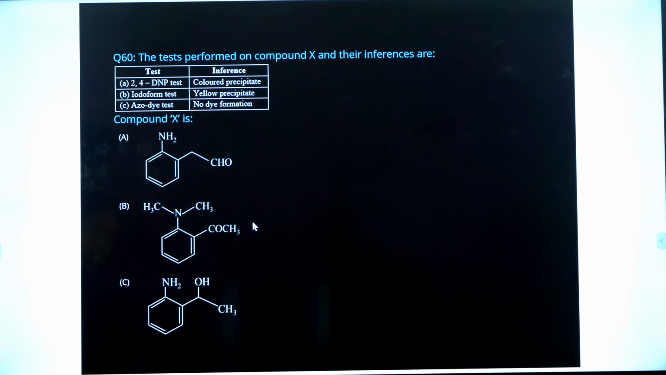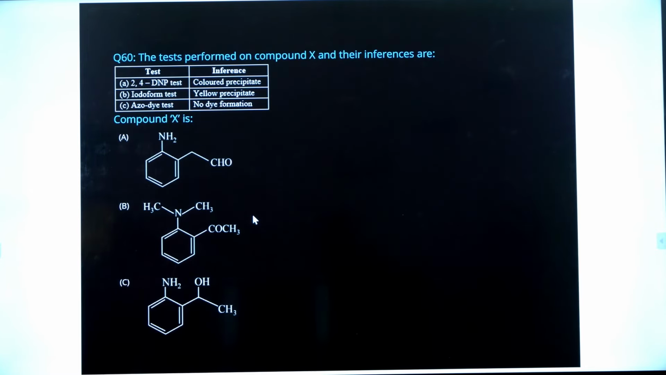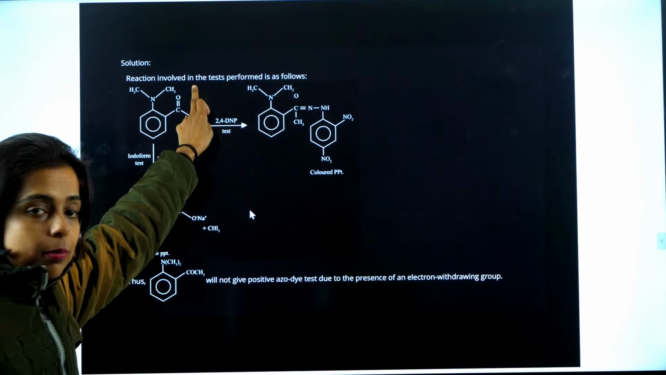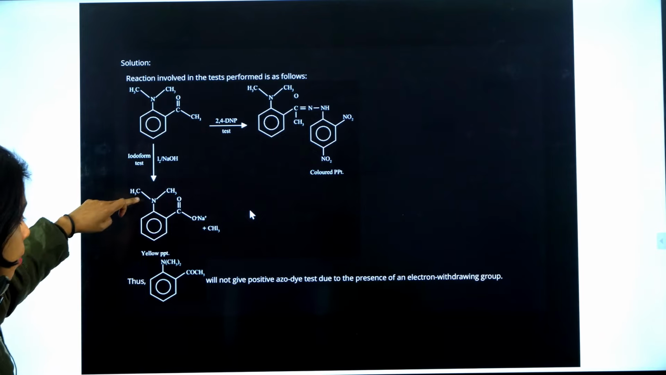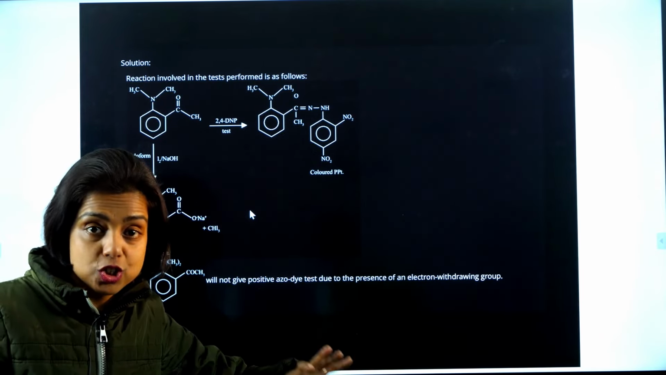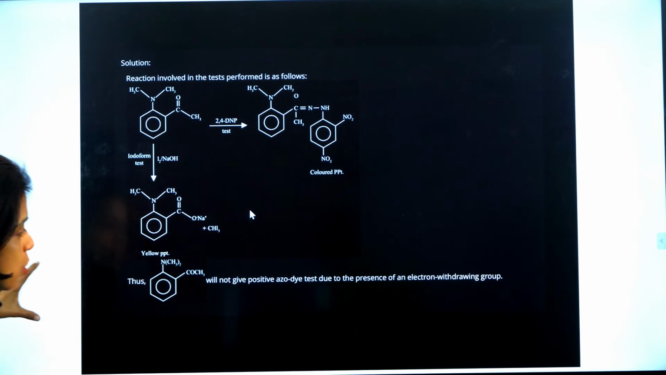But we do have option C here, which on oxidation can give it. Okay, so I hope you can figure out your answer as B. This molecule can give the DNP test because there is a C double bond. This molecule can give a positive iodoform test because there is a COCH3 group present, but it will not give the azodye test.